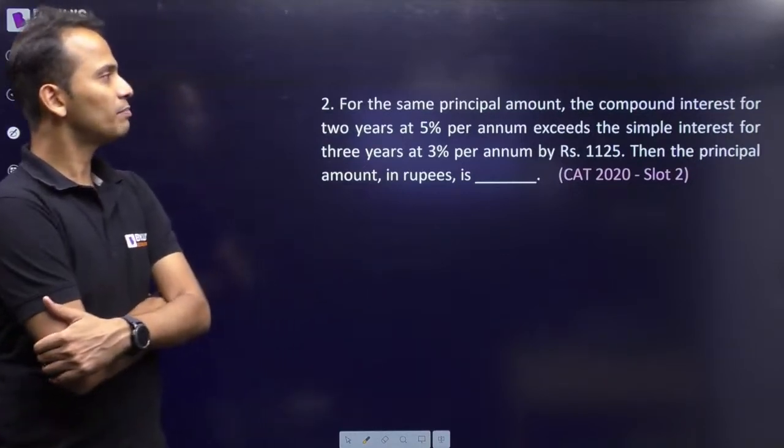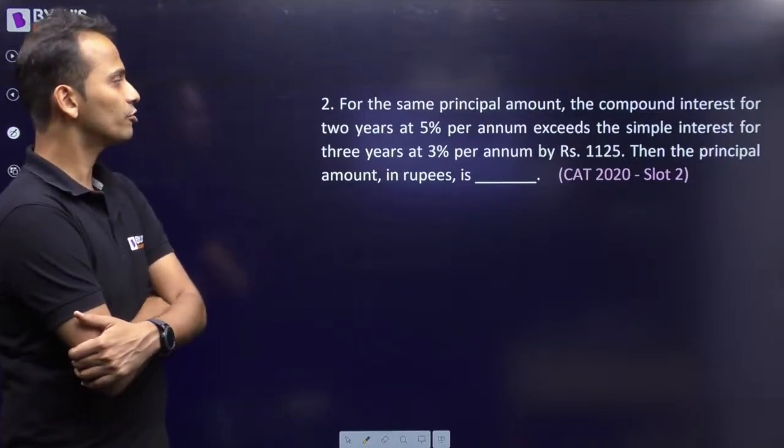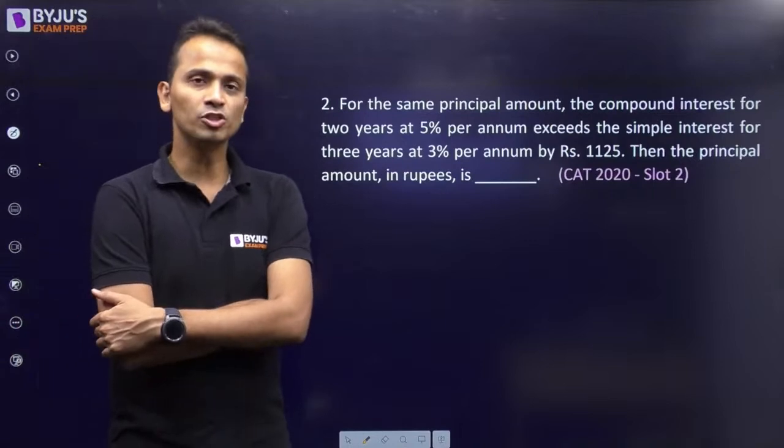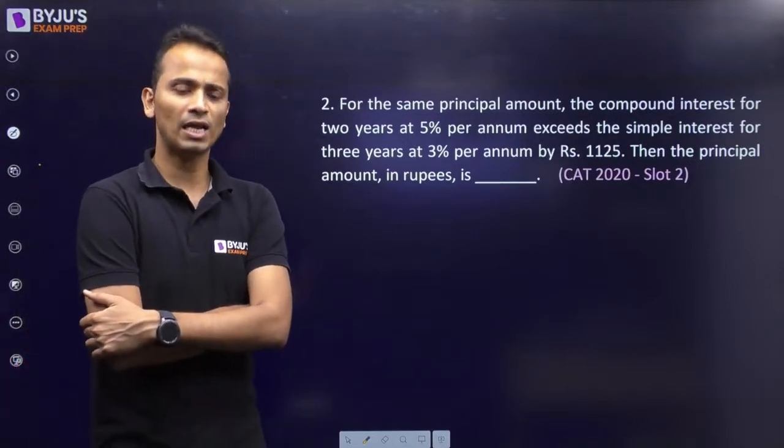For the same principal amount, the compound interest for 2 years at 5% and simple interest for 3 years at 3%. The difference given is 1,125. You'll have to calculate the principal.